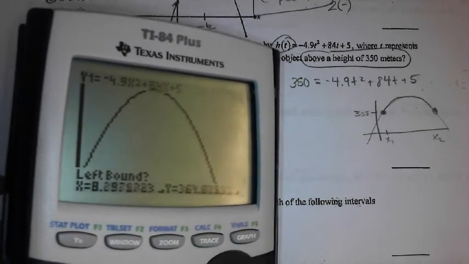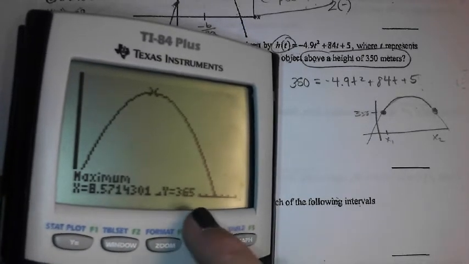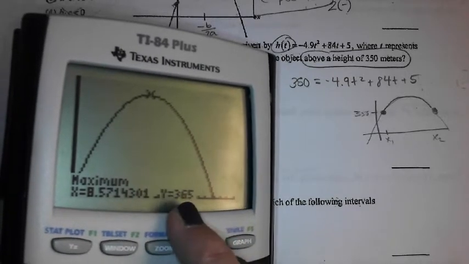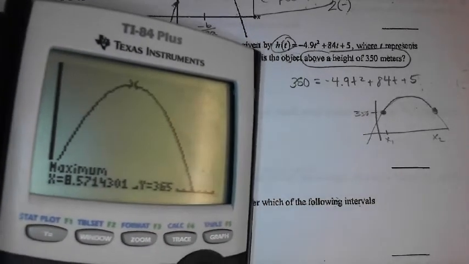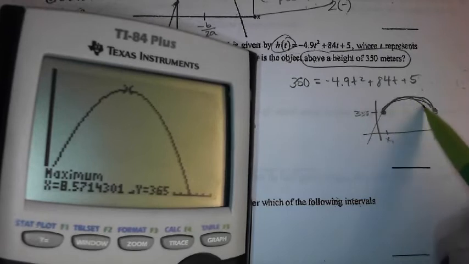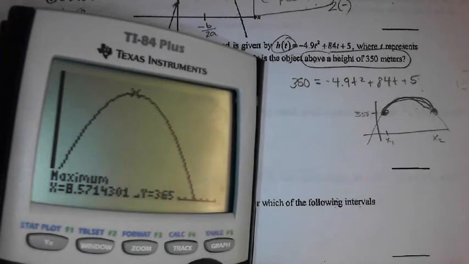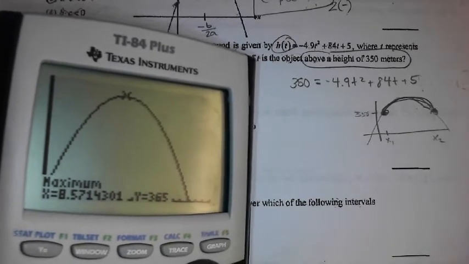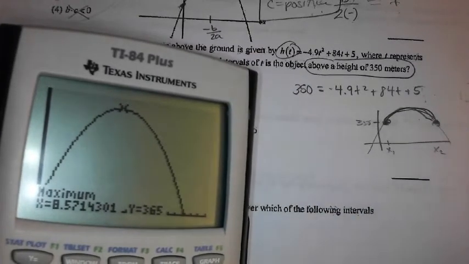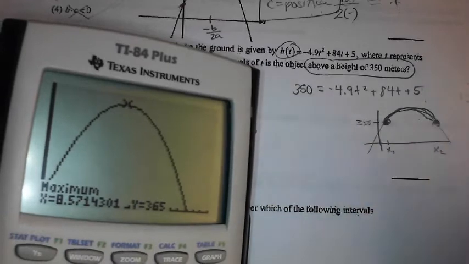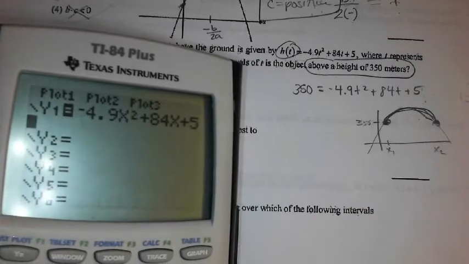Left bound, right bound. But my question is, what are you going to get from that? Because I already know it's above 350 there. It's at 365, 8.5 seconds. So where is this section of time where it's 350 and higher? How am I going to find here and here? What? That table. Whoever got you in that table habit. Not that it's bad, it tells you stuff, but it doesn't give you exactness in a case like this. How about you graph a second line?